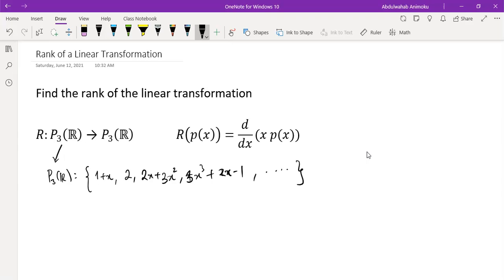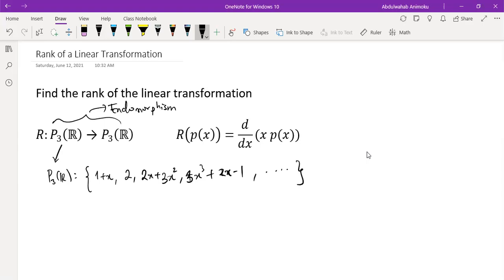So if you're familiar with linear transformation, you would know that polynomial spaces with real coefficients are vector spaces, right? So this is a transformation from a vector space to the same vector space. So we call this an endomorphism. When you have a transformation from one vector space to the same vector space, we call it an endomorphism. Right. So now we want to try to find the rank of this endomorphism.